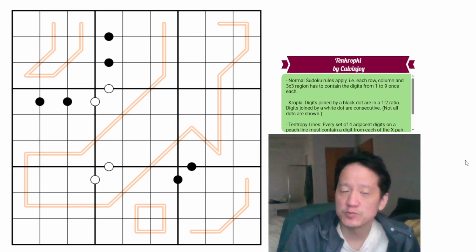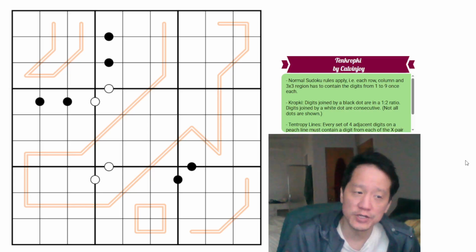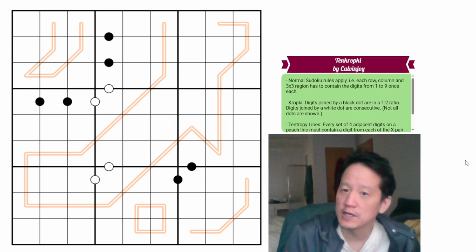Now take that easiness with a grain of salt because it's considered easy by the people on the Logic Masters Germany forum, and there's a lot of really smart people there. Today's puzzle is called Tenkropki by Calvin Joy, and I think it's also by Sudoku?